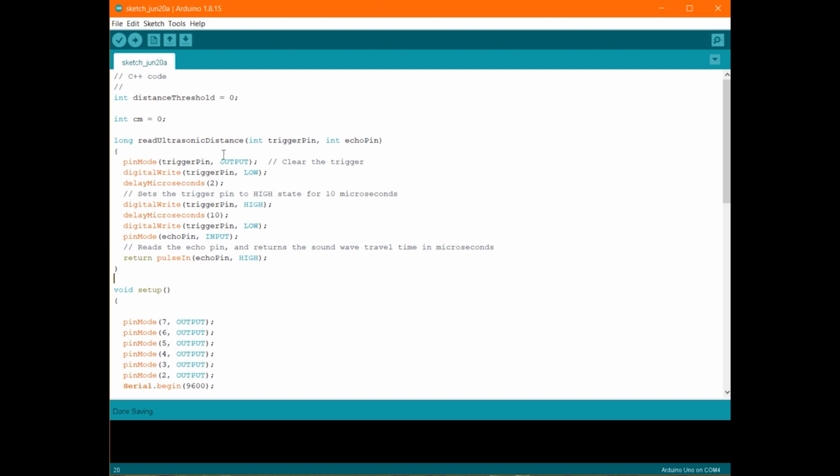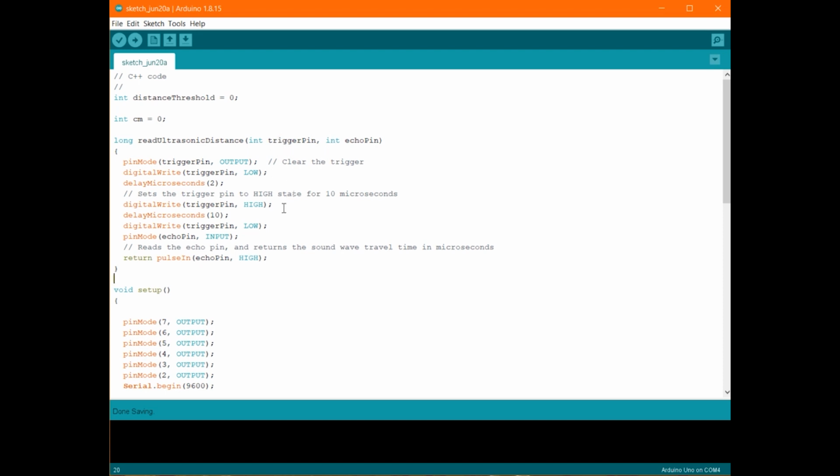Here we have another function which is read ultrasonic distance. It has two parameters, trigger pin and echo pin. The trigger pin is the pin which we have used in Arduino for the triggering mechanism of the sensor, which will emit the sound, and the echo pin is the pin which will receive the sound from the sensor after it has bounced off from an obstacle after being emitted by the transmitter.